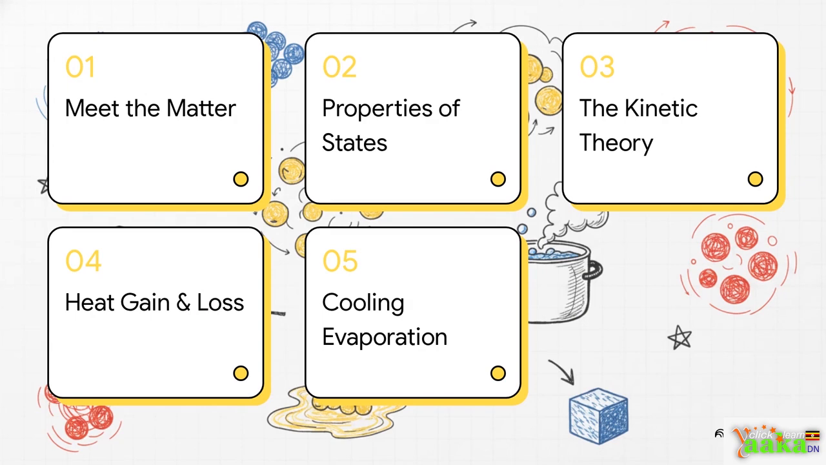Here's our roadmap for today's zoom-in journey. We'll be hitting 1. Meet the matter around you. 2. Properties of the states. 3. The kinetic theory explained. 4. Heat gain and heat loss. And finally, 5. The cooling magic of evaporation. We're starting big with everyday objects and zooming all the way down to invisible moving particles.